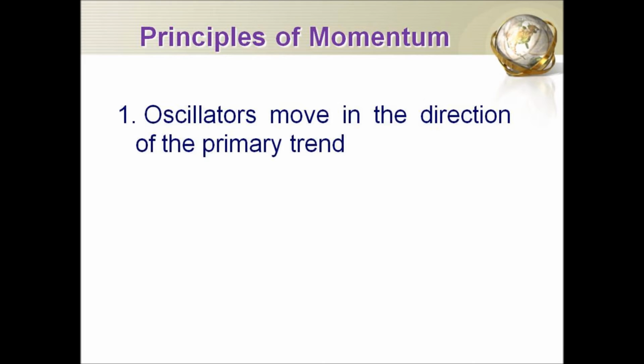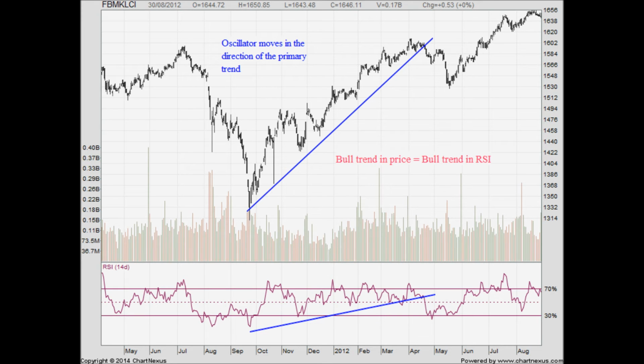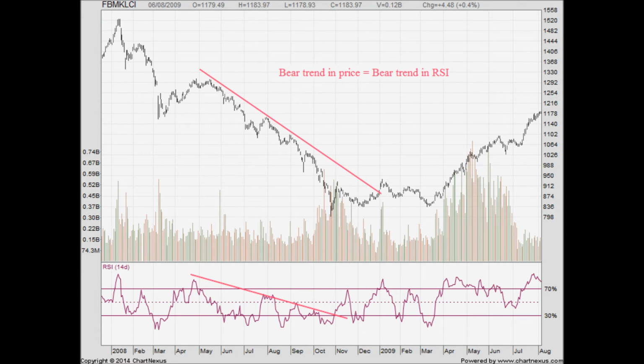Next, we look at the principles of the momentum indicator. The first principle is that the oscillators move in the direction of the primary trend. If the primary trend is bullish, the RSI should see higher high and higher low, which is the definition of the uptrend. Similarly, if the primary price trend is bearish, we shall see lower high and lower low at the oscillator as shown in the diagram.